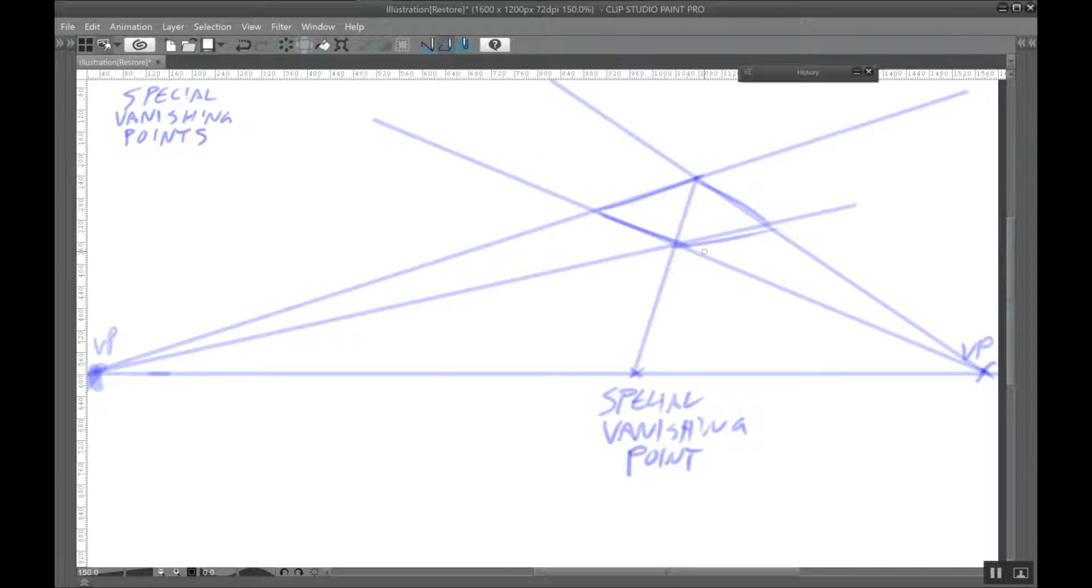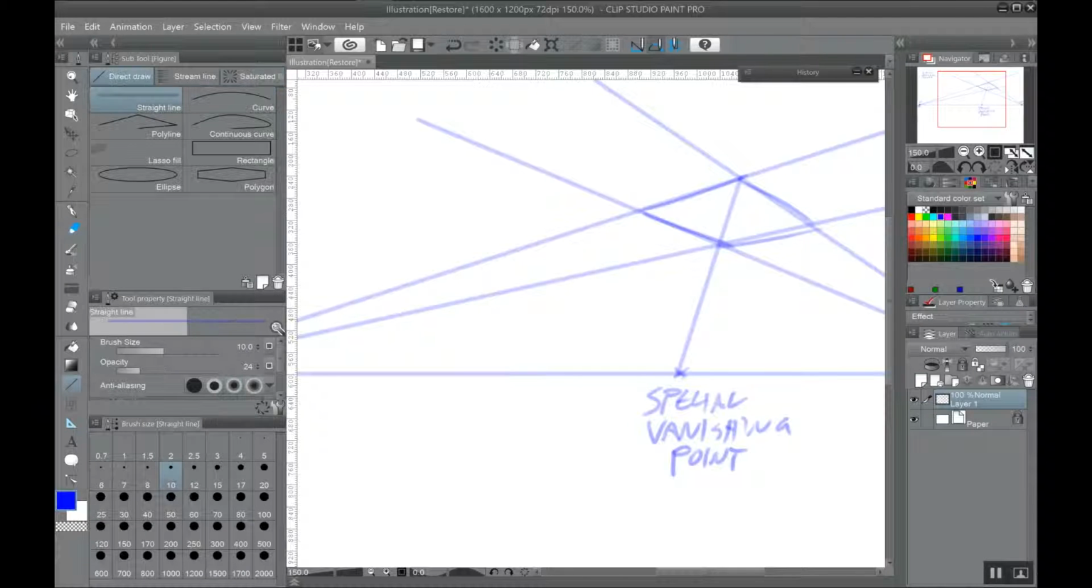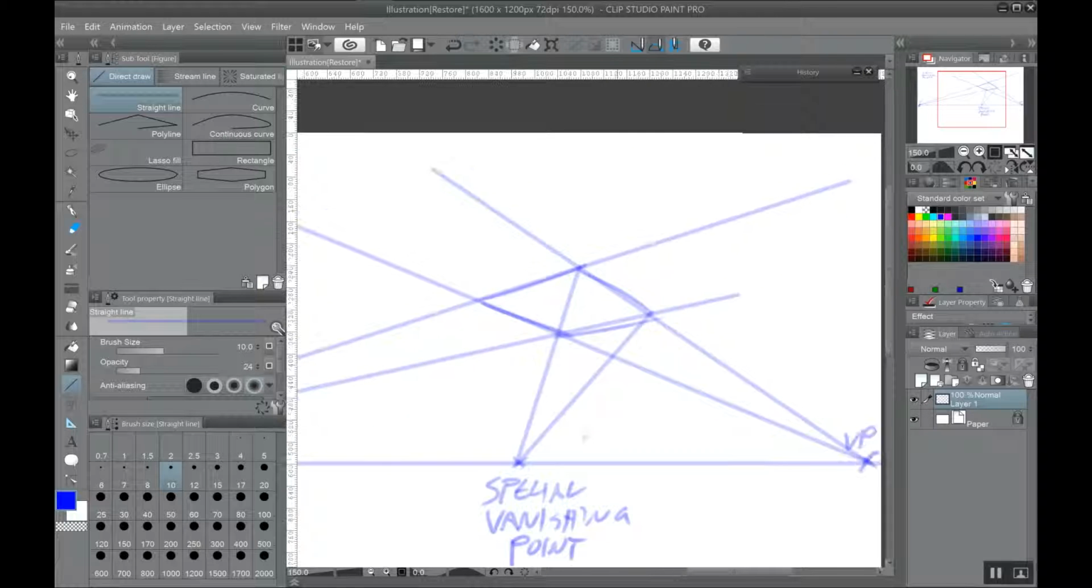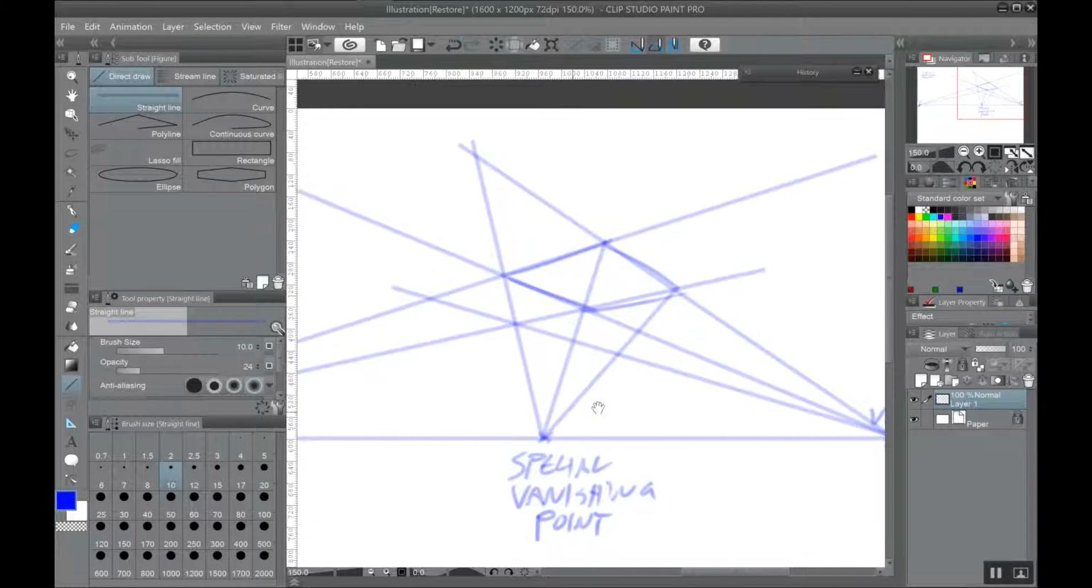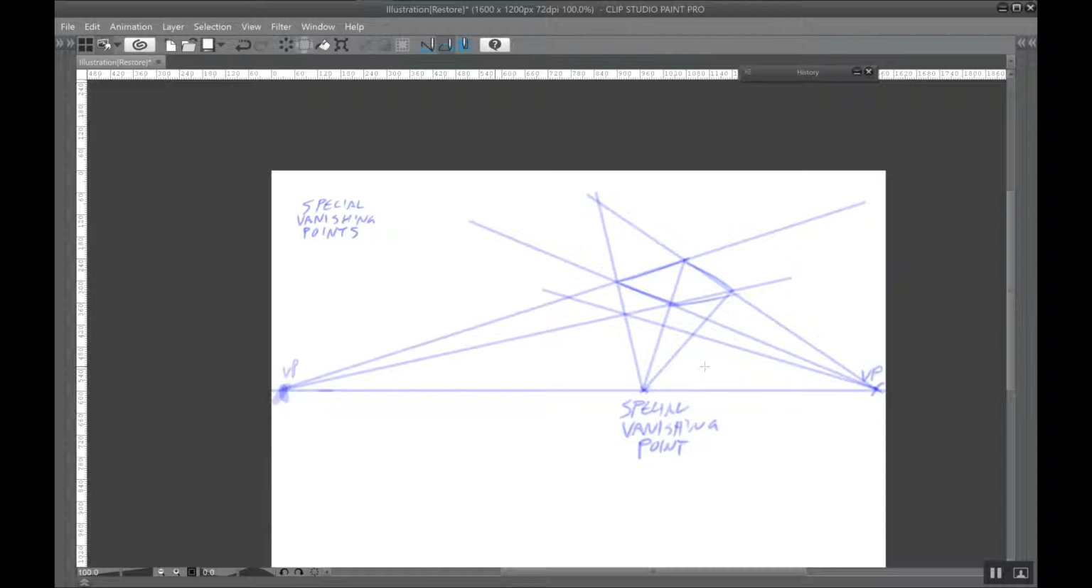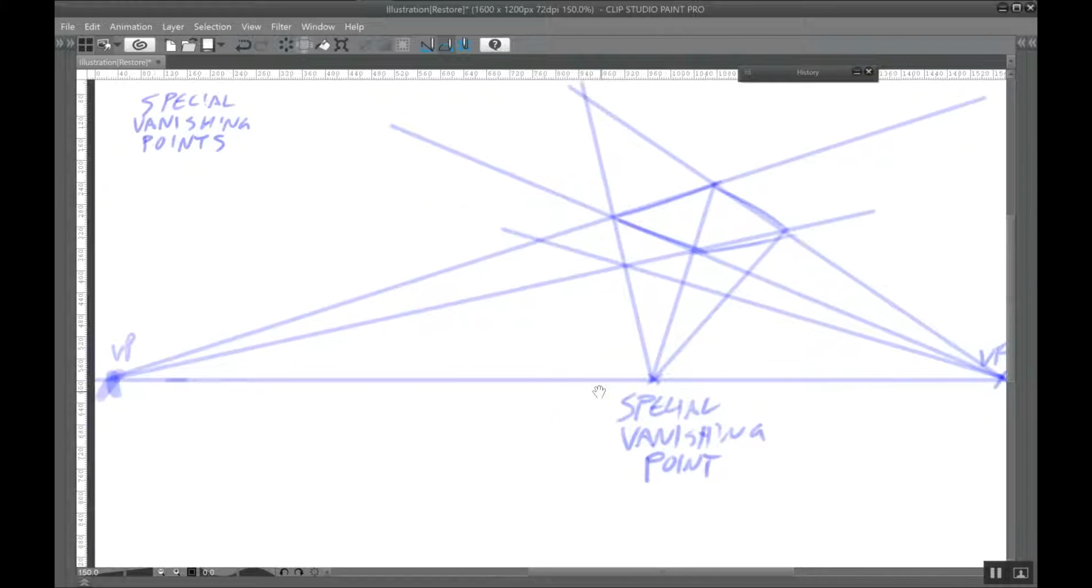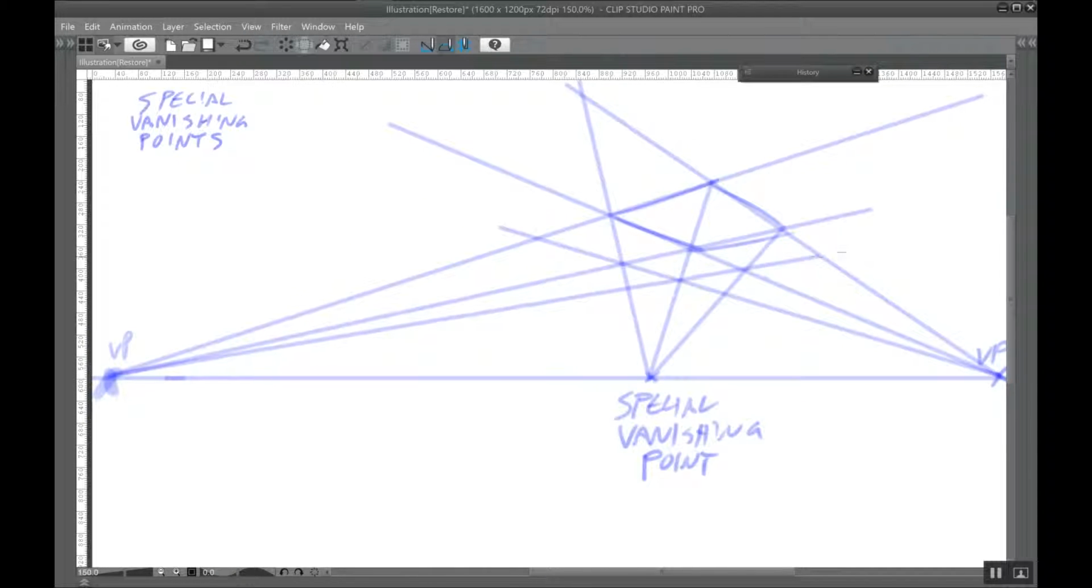Remember, align to the outside grid, so it'll be more accurate. Then special vanishing point, left and right vanishing point. Special, left and right. Special, left and right.